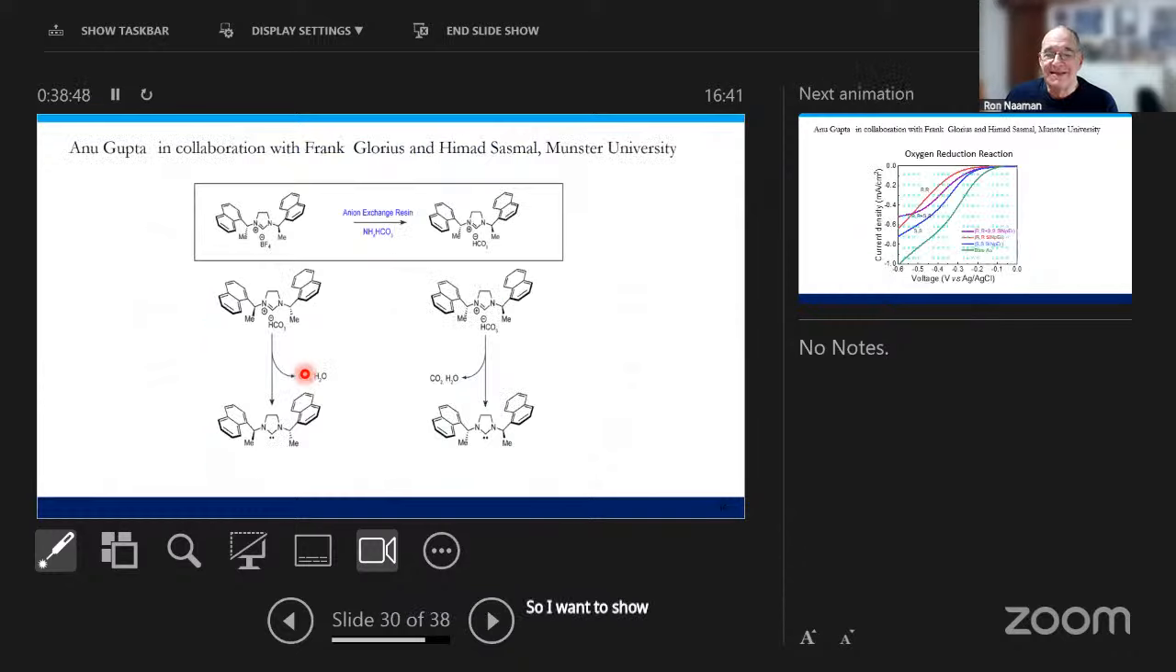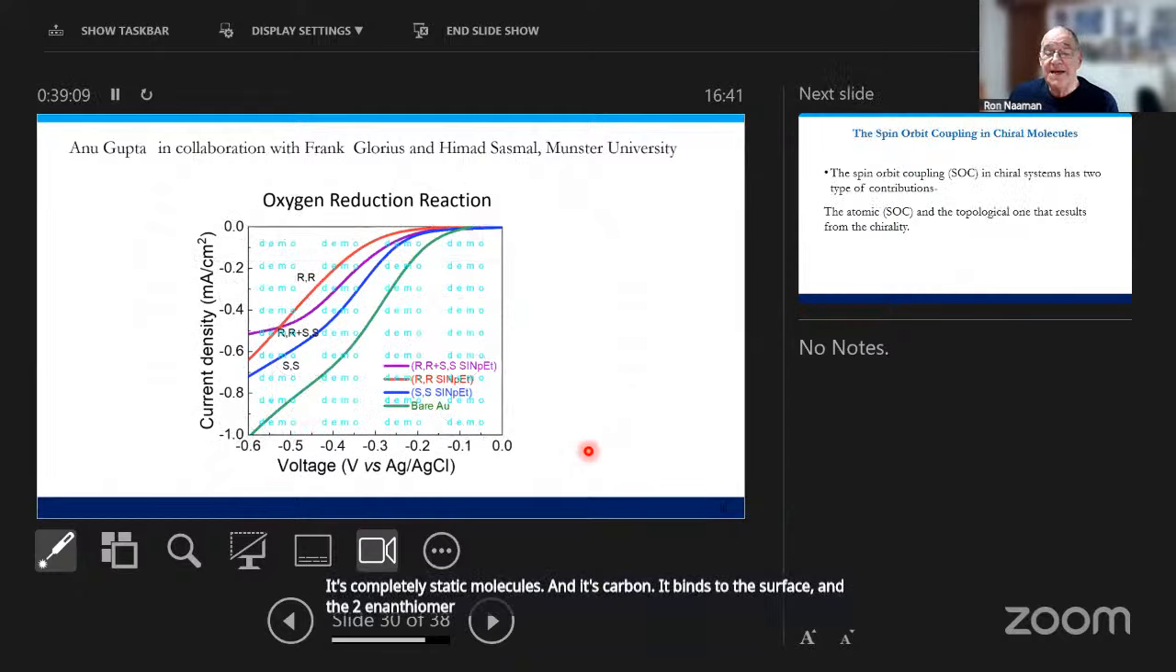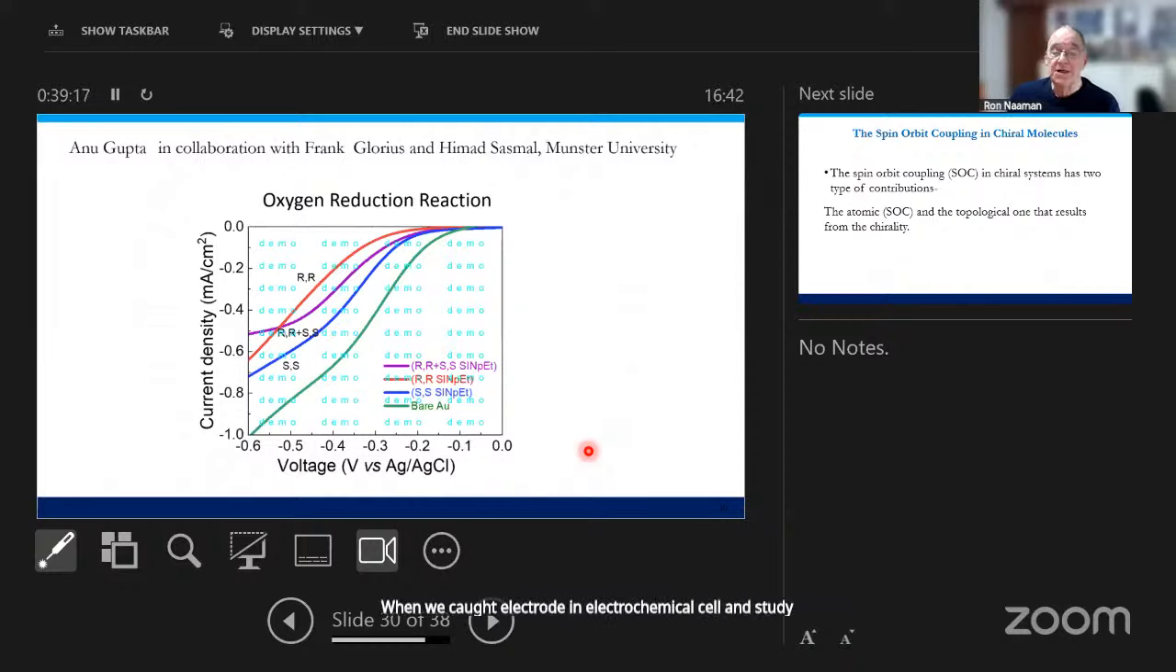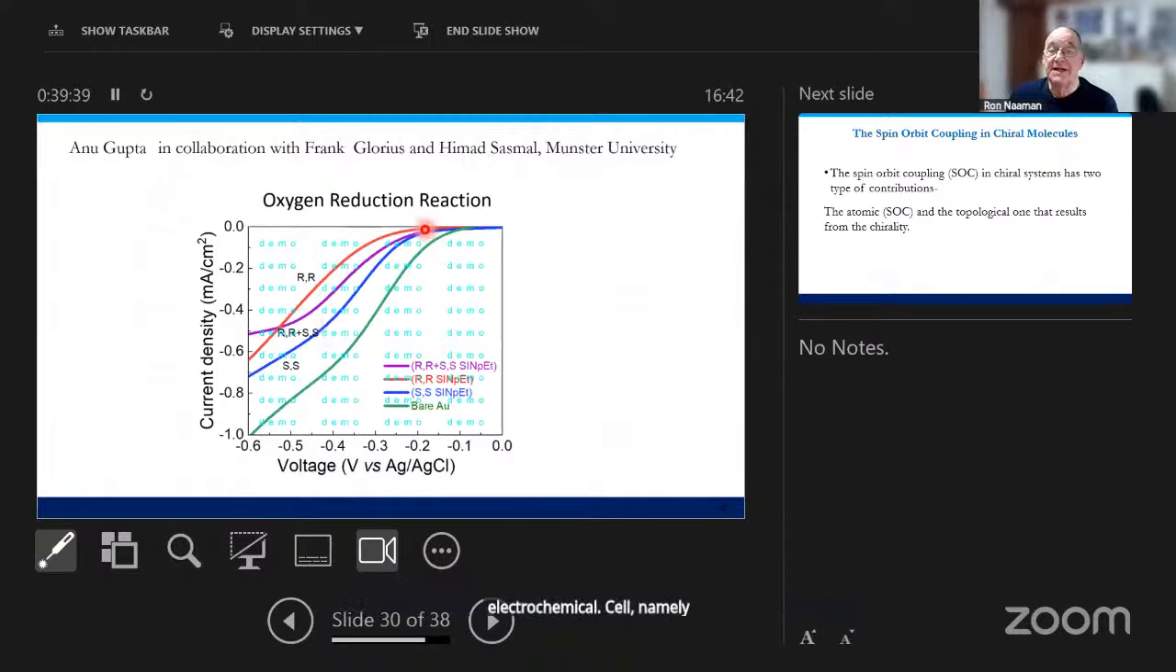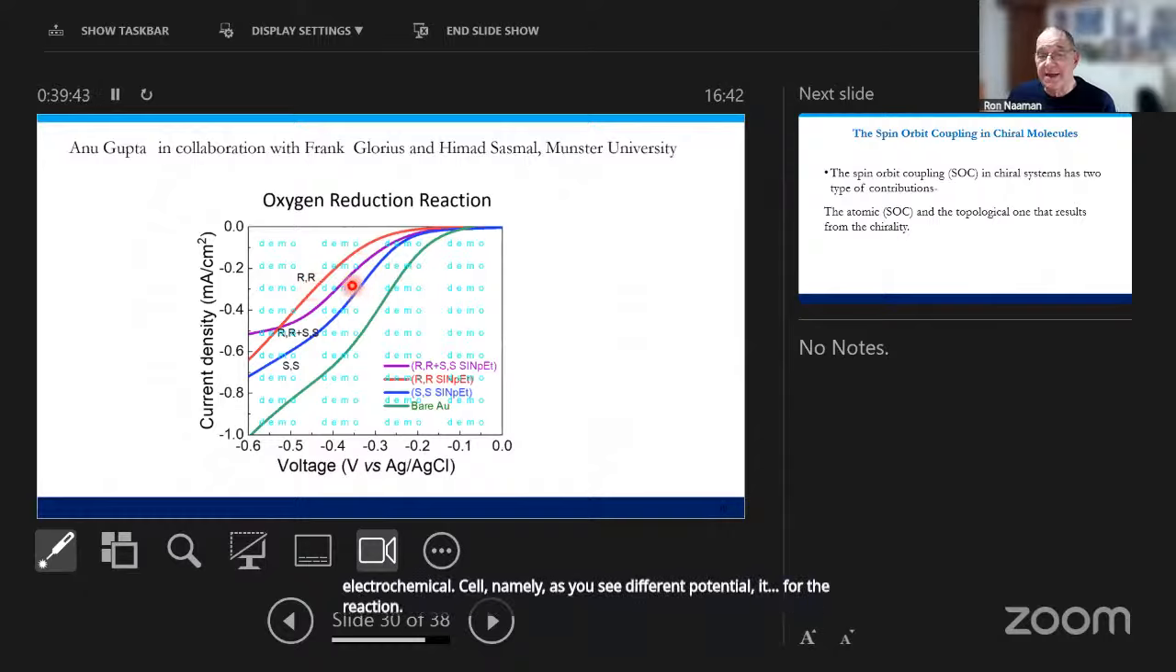I want to show you an example of this. Here is a case from work that we did in collaboration with Frank Glorius from Münster, and they synthesized these molecules. They are completely static molecules, with carbon, that bind to the surface, in the two enantiomers. We measure with these molecules when we coat an electrode in an electrochemical cell and study oxygen reduction. There are two asymmetric carbons there. So for RR we get this efficiency. When it's SS, we get this efficiency in the electrochemical cell, namely, as you see, a different potential for the reaction. If we mix them, then we get the average. And whatever we did, we could not explain it.